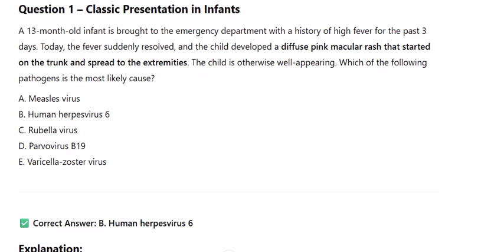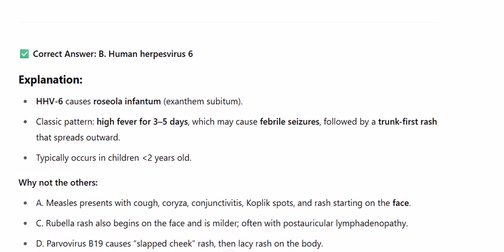A. Measles virus, B. Human herpes virus 6, C. Rubella virus, D. Parvovirus B19, E. Varicella zoster virus. Correct answer B. Human herpes virus 6. Explanation: HHV6 causes roseola infantum, exanthem subitum.